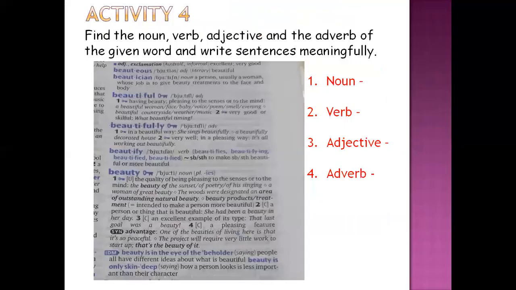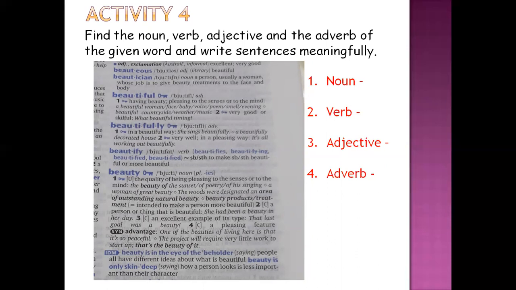Okay, children. Here, this activity is for you. Here also, I have given another part of a dictionary page. Here you are going to find out the verb, noun, adjective and adverb of the given word and write sentences meaningfully. Let me help you to find out these words first. Noun. Can you see a noun in this page? You can pause the video and you can find out these words and you can resume the video.